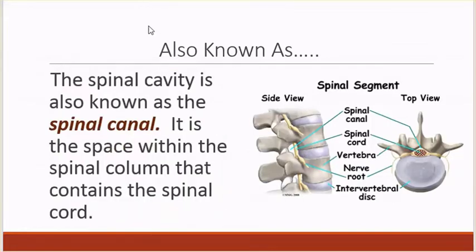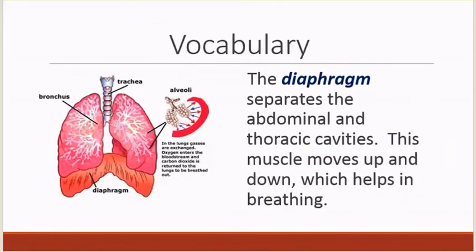The spinal cavity is also known as the spinal canal. It is the space within the spinal column that contains the spinal cord. The diaphragm separates the abdominal and thoracic cavities. This muscle moves up and down, which helps in breathing.